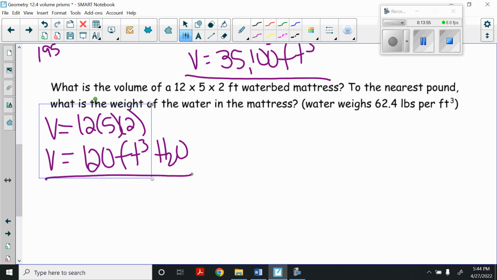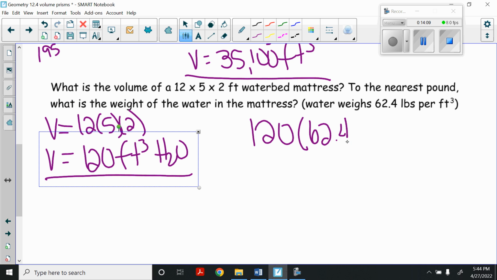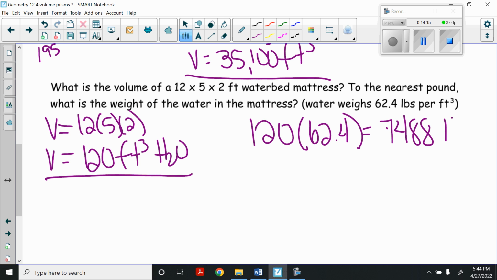Then it says to the nearest pound, what is the weight of the water in the mattress if water weighs 62.4 pounds per cubic foot? I have 120 cubic feet. Water weighs 62.4 pounds per cubic feet. So if I multiply those, I get that it is 7,488 pounds. That's a lot of weight, okay? So we would want to be very careful where we placed that waterbed so that it didn't go crashing through the floor.